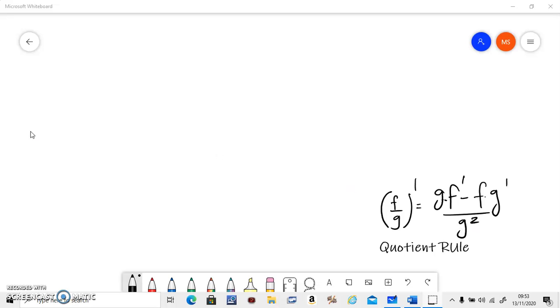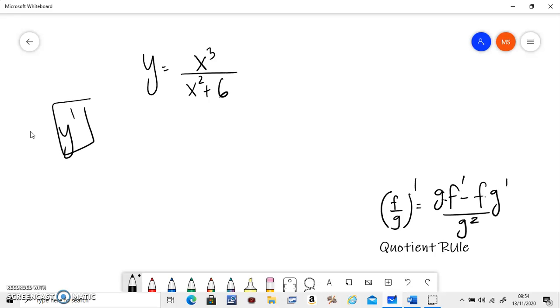So it may sound a bit difficult, but it's not. So let's see an example. If I give you y equals, say, x cubed divided by x squared plus 6, something like this, and the question is to find y prime. So the differentiation of that.